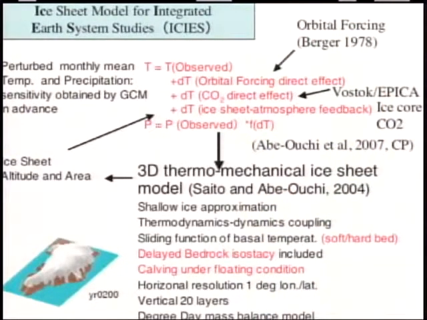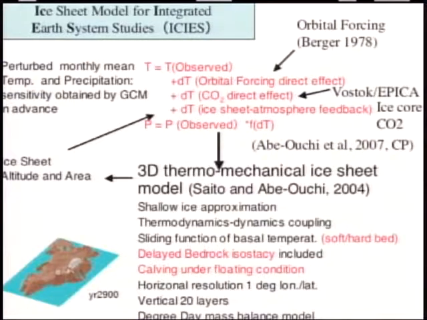Now I'm driving my ice sheet model, which is a conventional three-dimensional ice sheet model with a shallow ice approximation, but takes into account the temperature and the interaction between temperature and dynamics, and also the delayed bedrock isostasy, and also the calving or the grounding line flux at the margin of the ice sheets. This is applied for Greenland or Antarctica at present day. And then the modification of shape, altitude and area is given back to the climate.